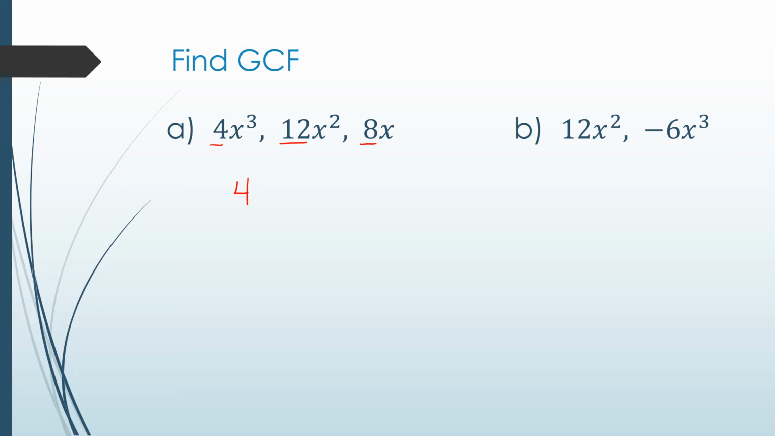Now we're going to focus on the variables. We have x cubed, which is x times x times x. 12x squared, where x squared is x times x. And we have 8x, which is just an x. Now the greatest common factor means what do each of them have in common? Notice, they all have just one x. So you would say your GCF for this particular problem is 4x.